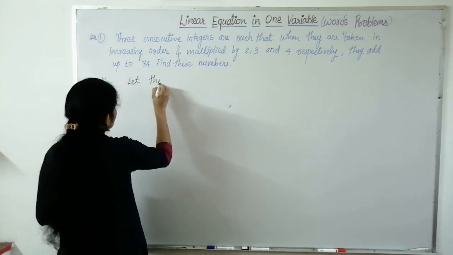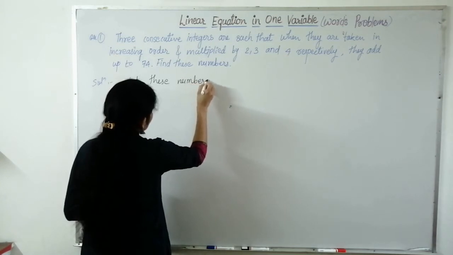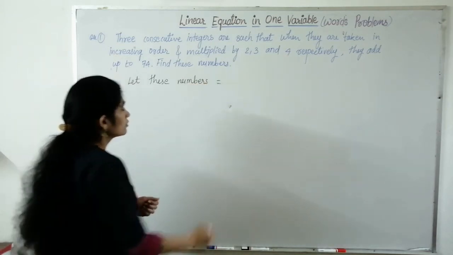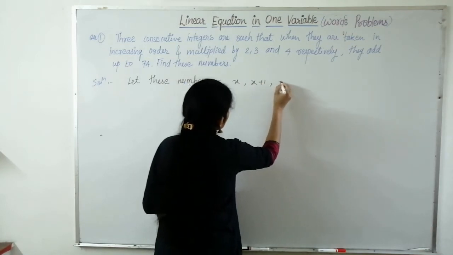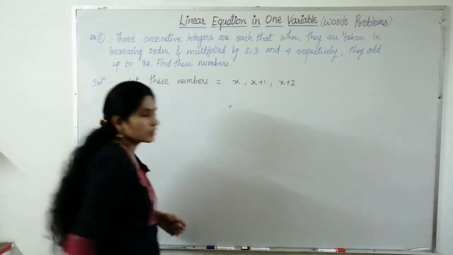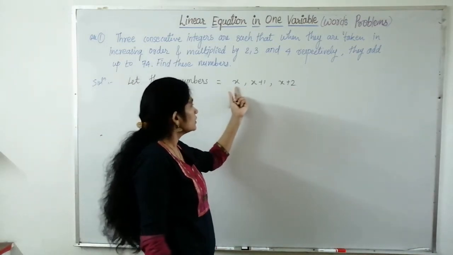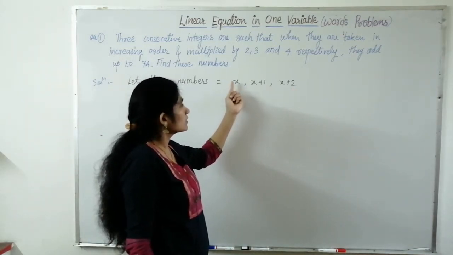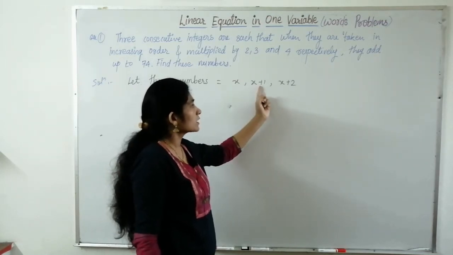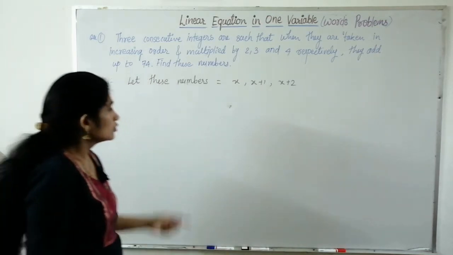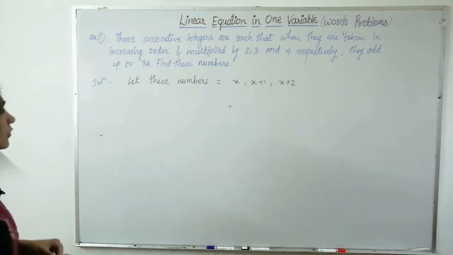So let these numbers be x, x plus 1 and x plus 2. So we have added 1 after each number. Okay, x plus 1 is x plus 1, and adding 1 to that, x plus 1 plus 1 is x plus 2. Therefore, we now have consecutive numbers in terms of x.